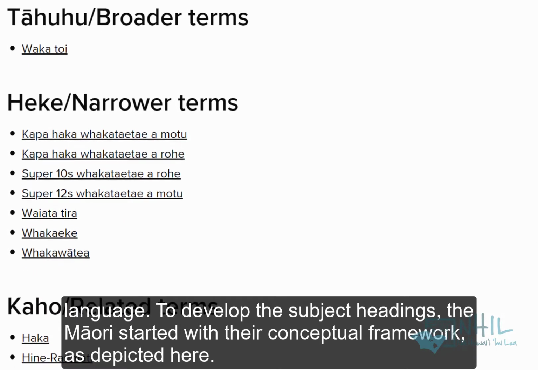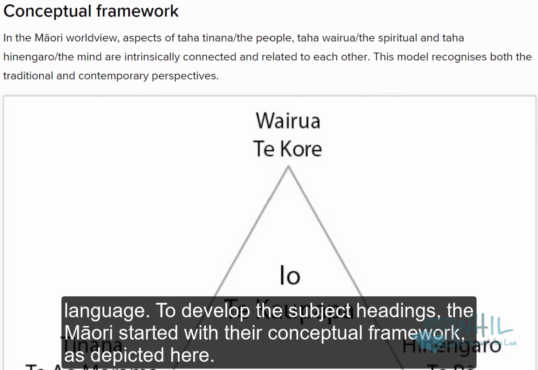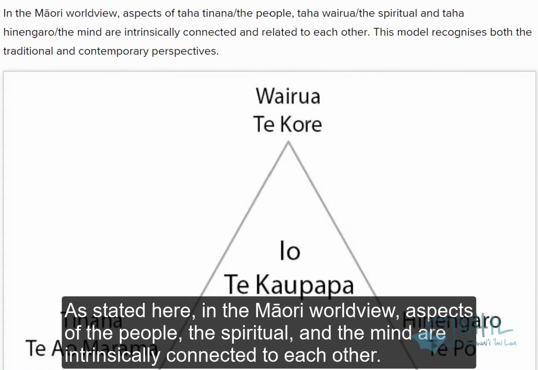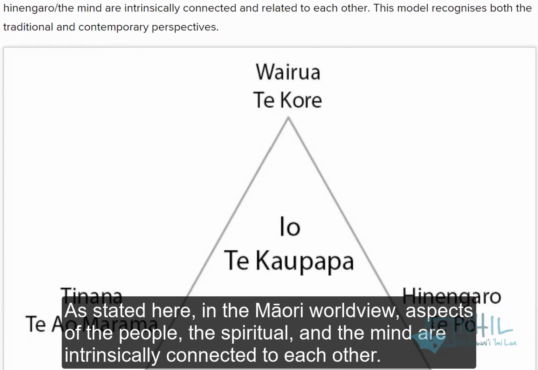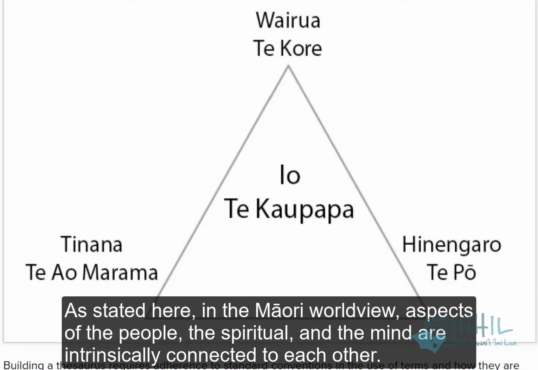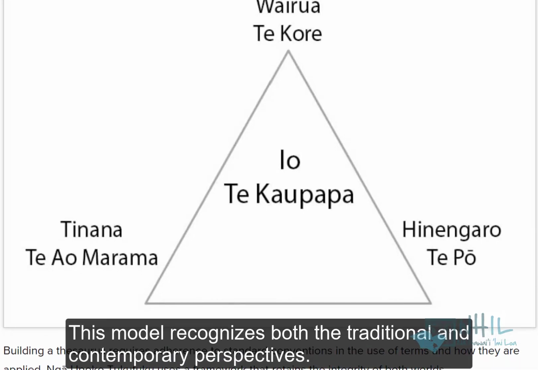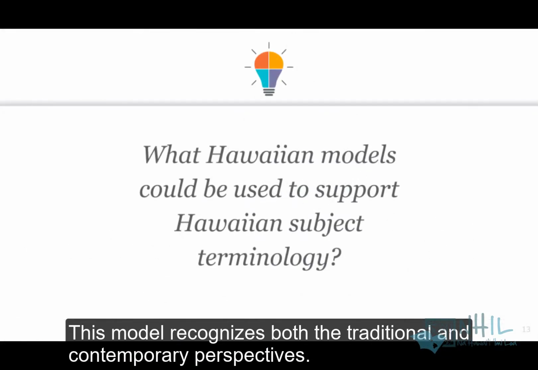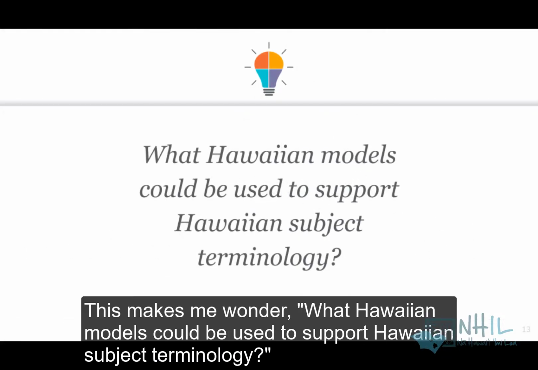To develop the subject headings, the Māori started with their conceptual framework, as depicted here. As stated here, in the Māori worldview, aspects of the people, the spiritual, and the mind are intrinsically connected to each other. This model recognizes both the traditional and contemporary perspectives. This makes me wonder, what Hawaiian models could be used to support Hawaiian subject terminology?